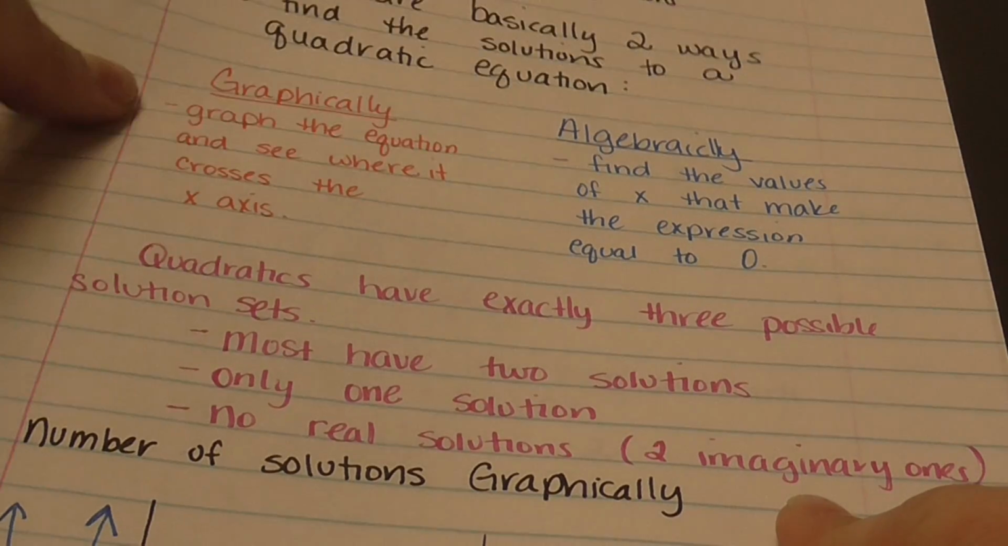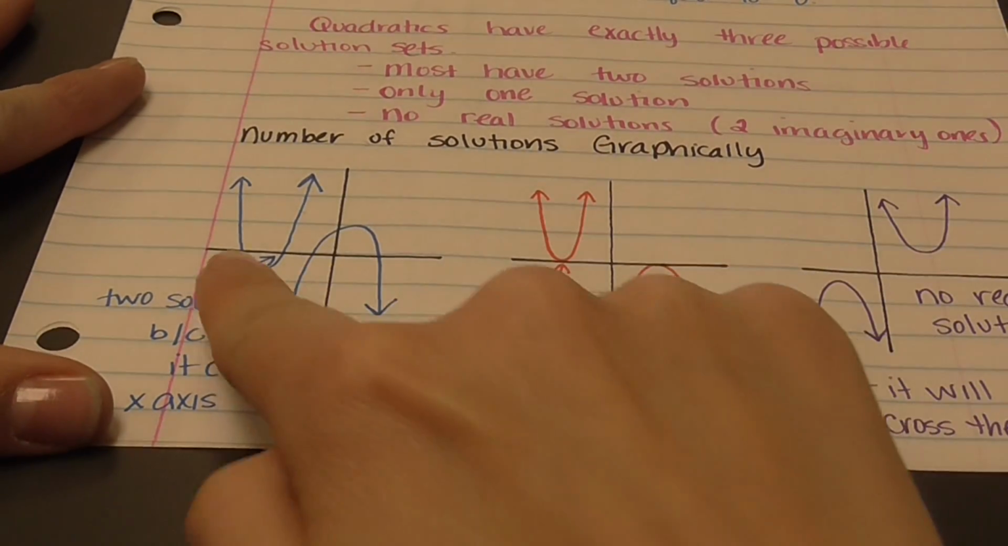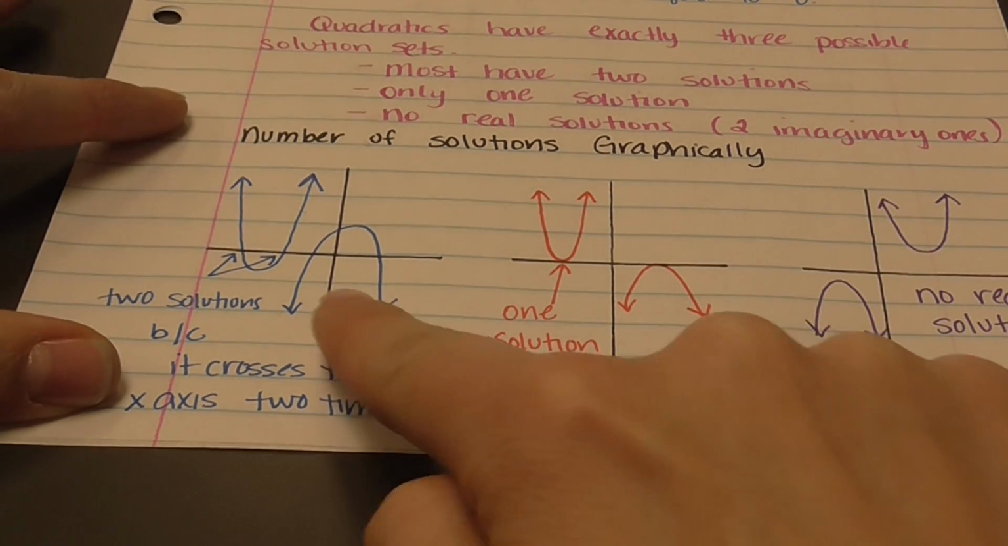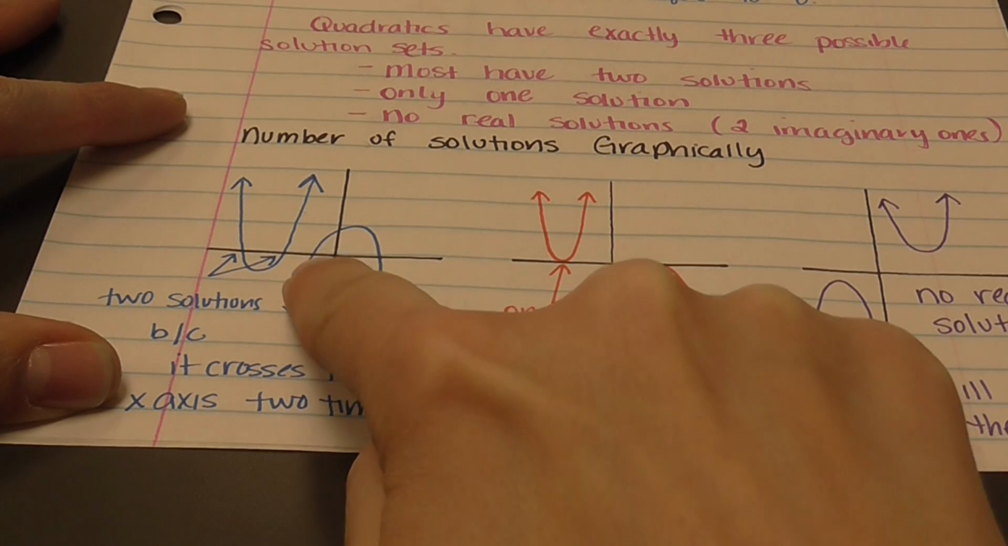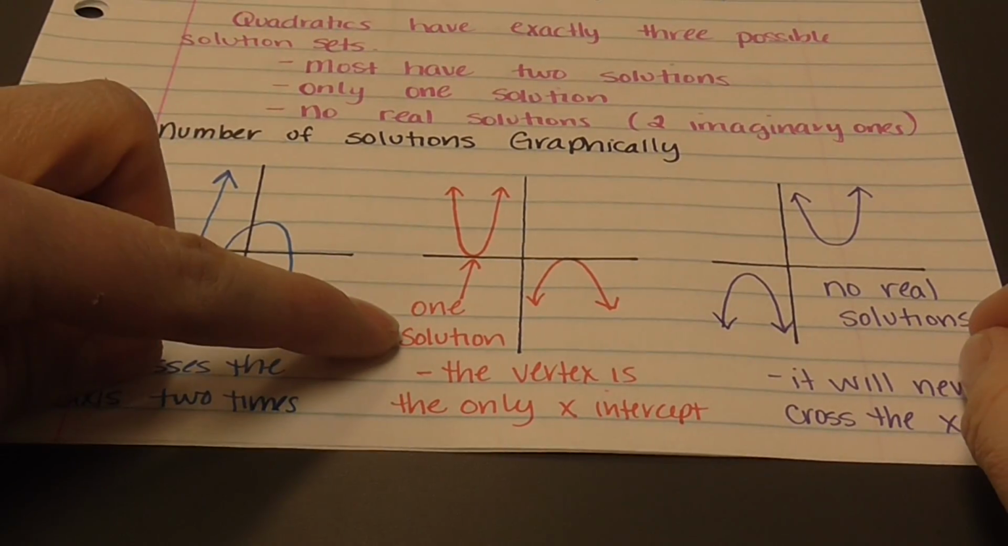You can tell the number of solutions graphically: when you graph it, if it crosses the x-axis two times, there are two solutions. That's because it's going to be these two points where it touches the x-axis, and it doesn't matter which way it's pointing. Then you can have exactly one solution.